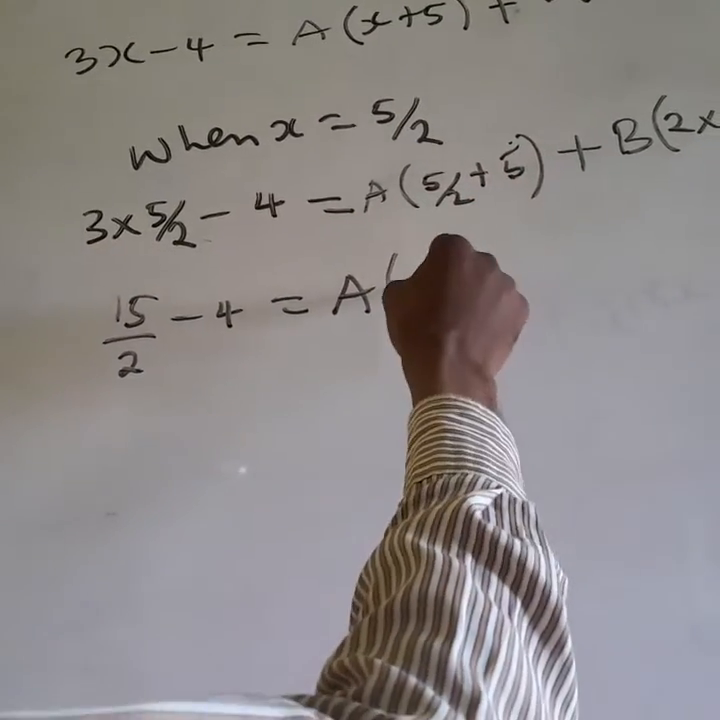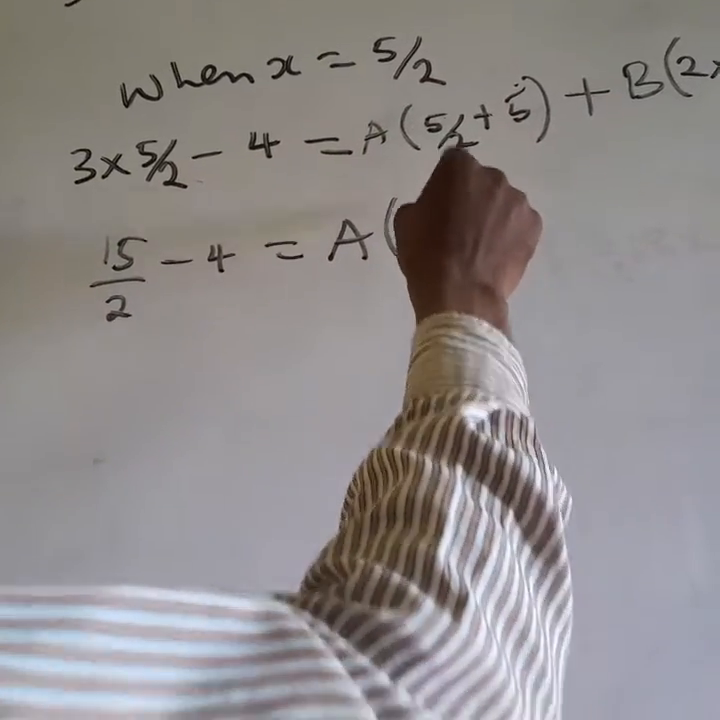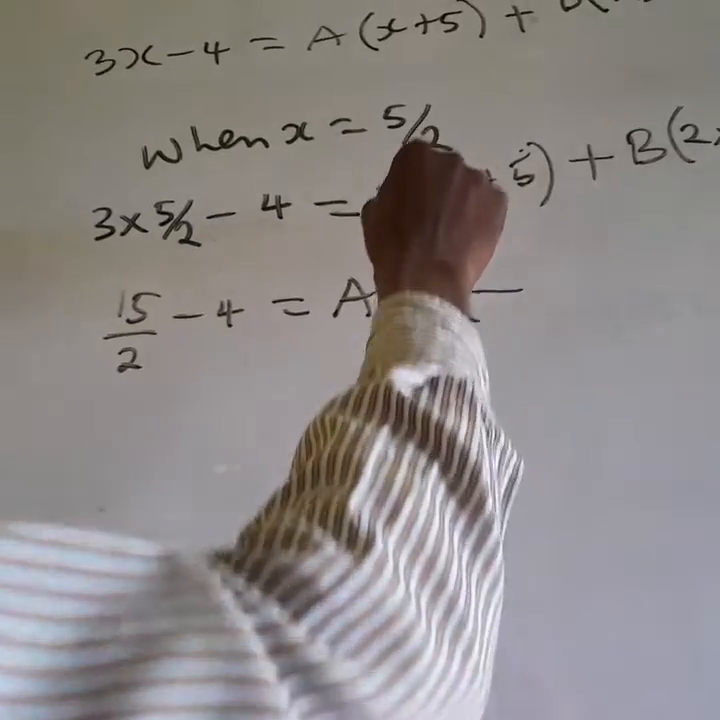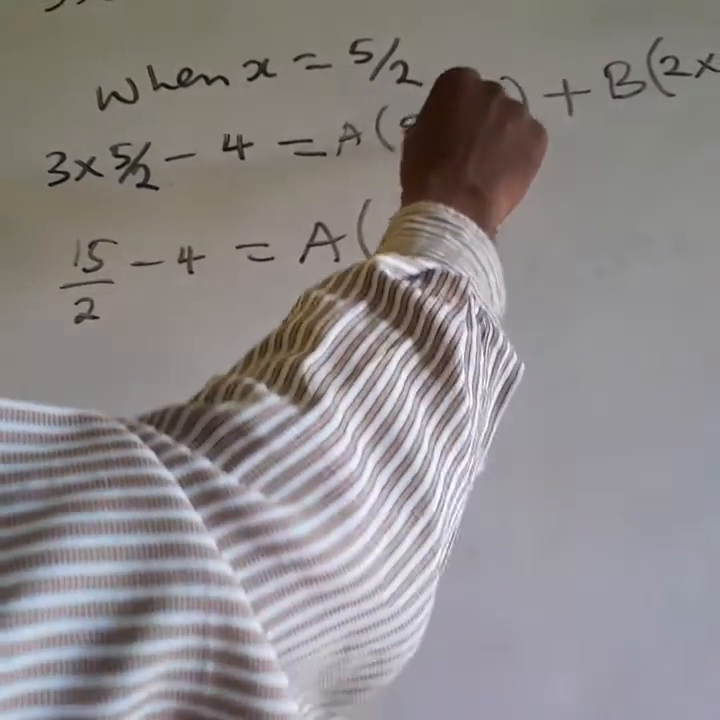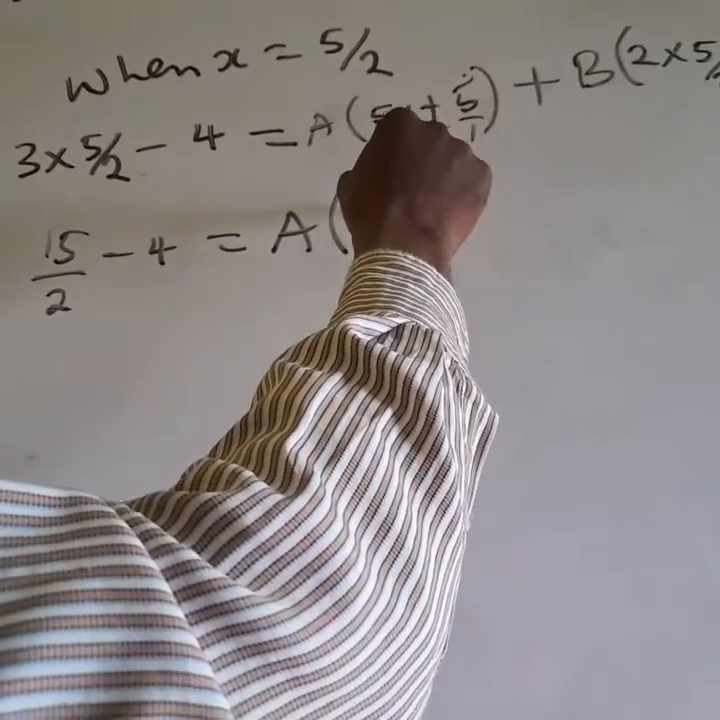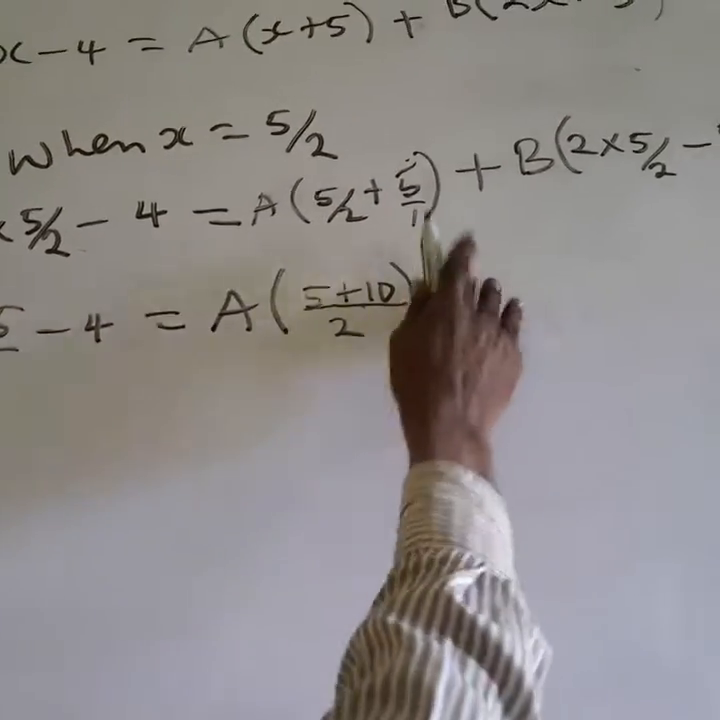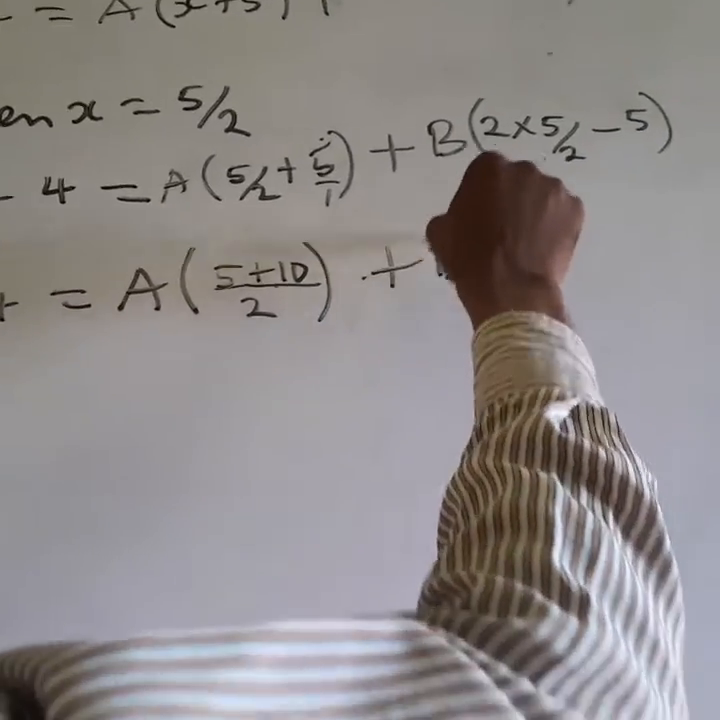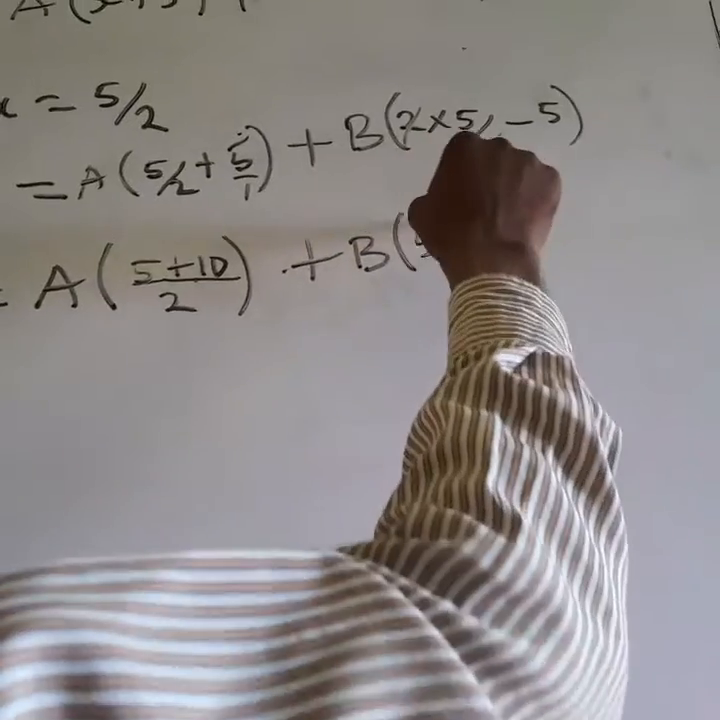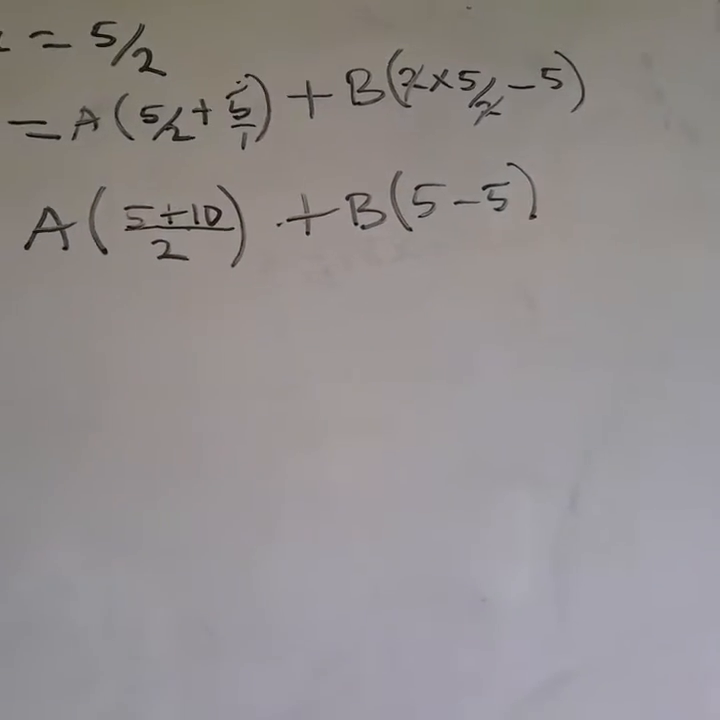of course you can find the LCM here. The LCM here is 2. 2 divided by itself is 1, 1 times 5 is 5. 1 divided by 2 will give us 2, 2 times 5 is 10. So plus b into, this will cancel this. We are left with 5 minus 5, and 5 minus 5 is automatically 0.